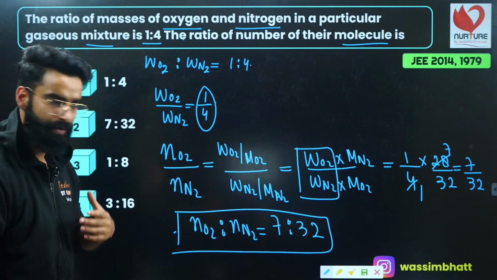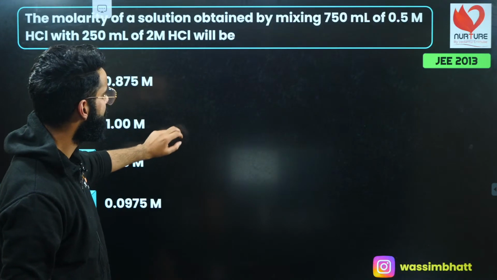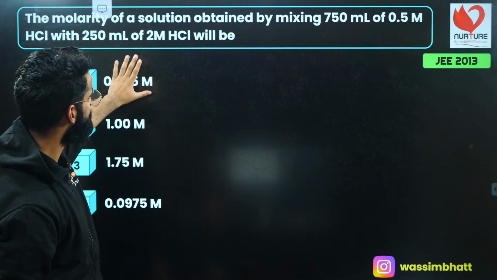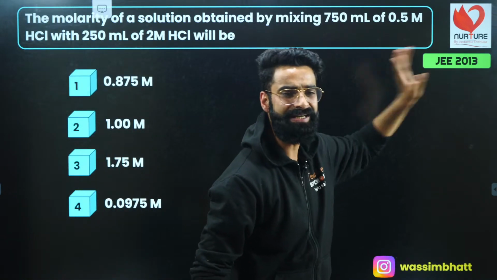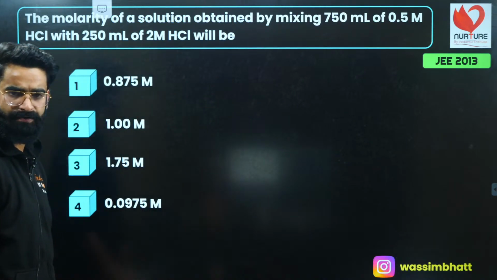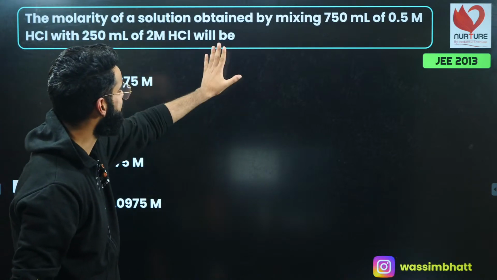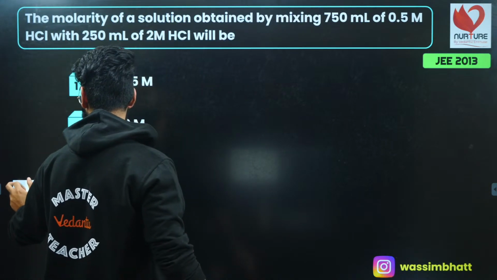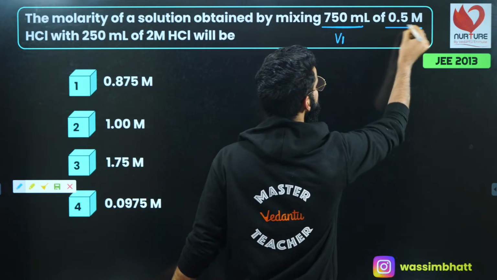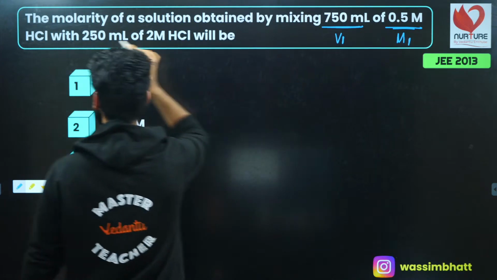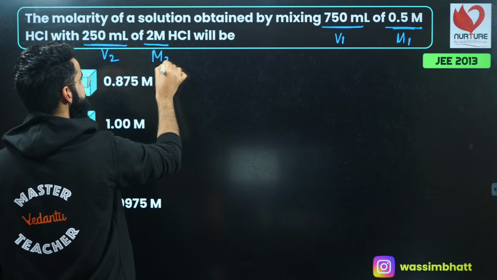Okay, let's move on to one more question. Let me see if you can solve that or not. This is a very, very simple and ordinary question. It was asked in JEE 2013. See, guys, how this question is to be solved. The molarity of the solution obtained by mixing 750 ml of 0.5 molar HCl with 250 ml of 2 molar HCl, correct?